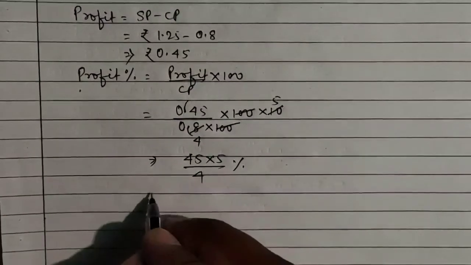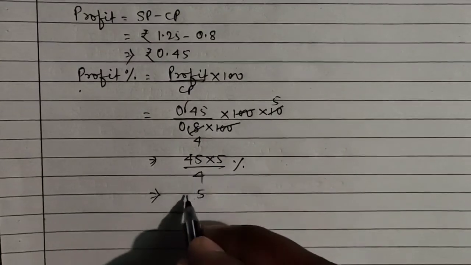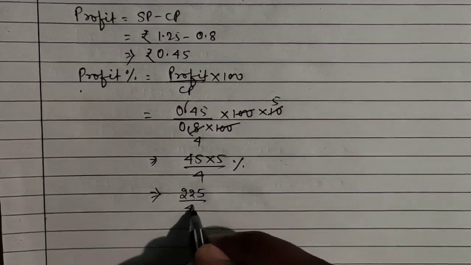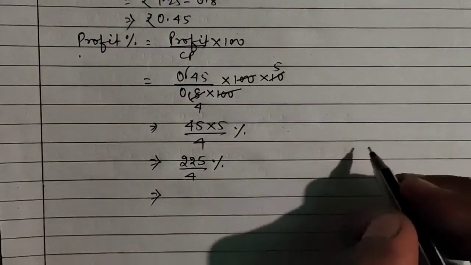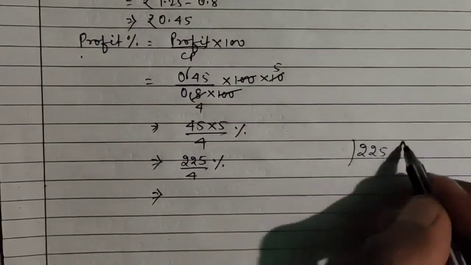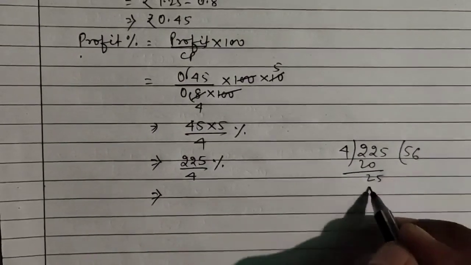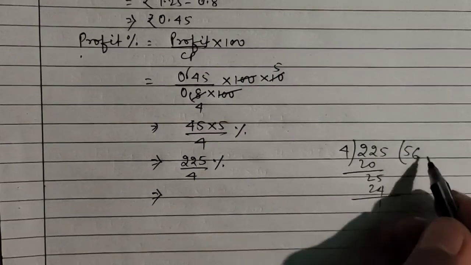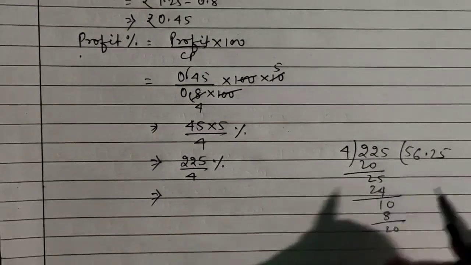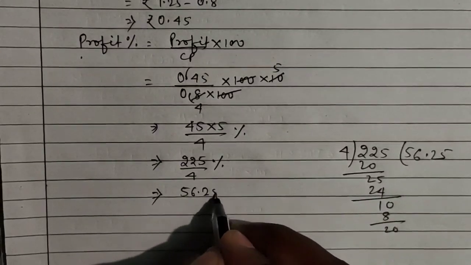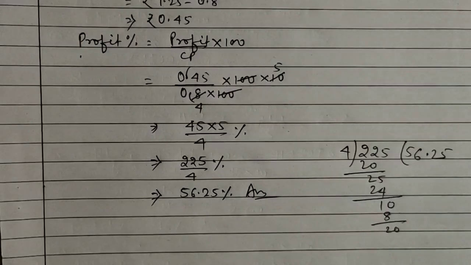Now we will simplify it. 5 5 ja 25, carry 2, 5 4 ja 20 and 2, 225 by 4%. You can leave your answer here also, or if you want to convert into mixed fraction, you can convert it by dividing. 4 5 ja 20, carry 2, 5 4 6 ja 24, 1, 0, 4 2 ja 8, 20, 4 5 ja 20. It is 56.25%. Hope that this question is also clear to you.